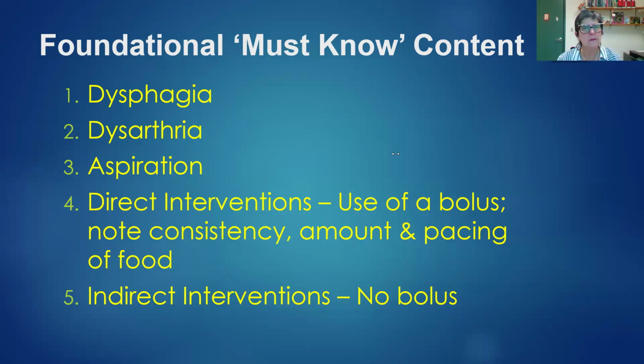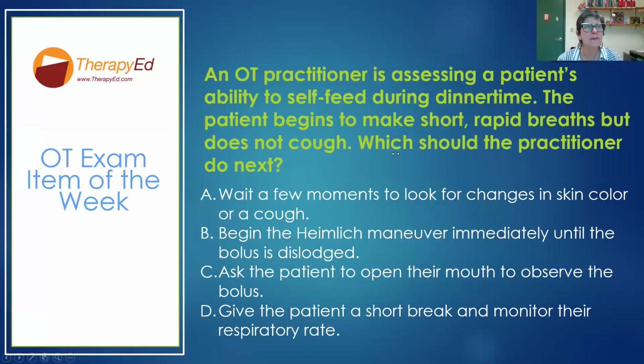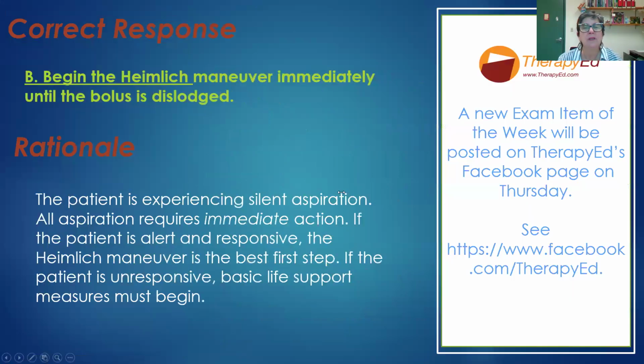Let me see. So this is the exam item of the week. So the patient here is having short, rapid breaths, but no cough. So this is exactly what I was talking about related to what we would call silent aspiration, right? Person's not really coughing, but they're having some respiratory problems. So this is a case where we would have to act immediately, right? And that correct response is to begin the Heimlich maneuver. Get that bolus out of there.